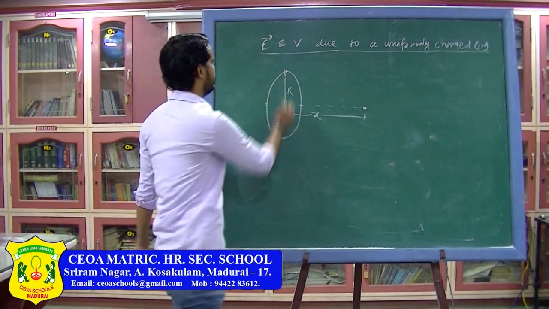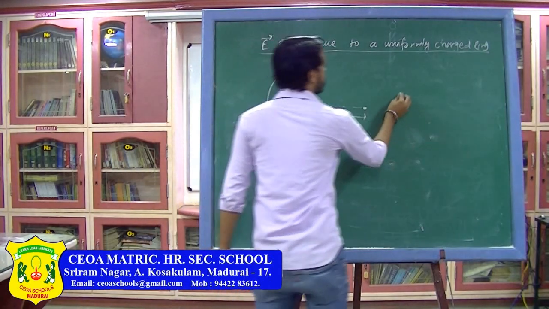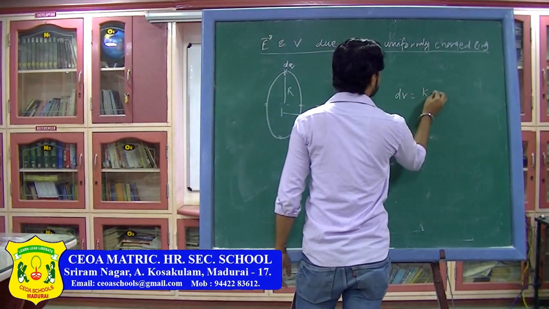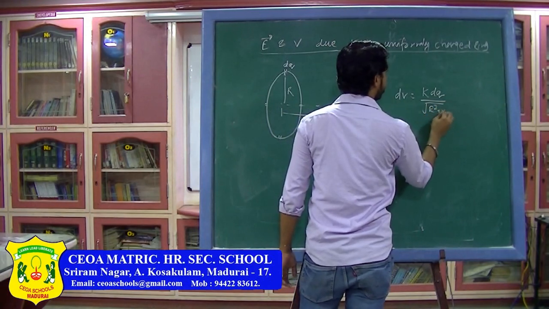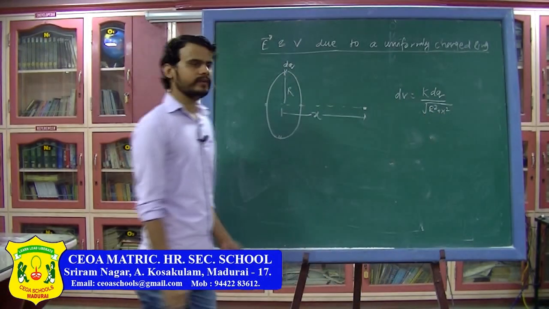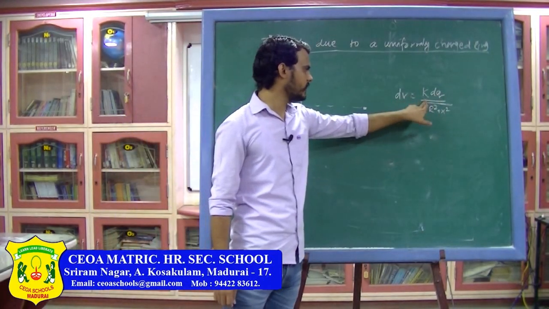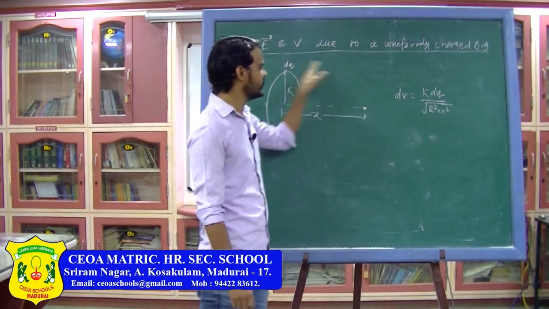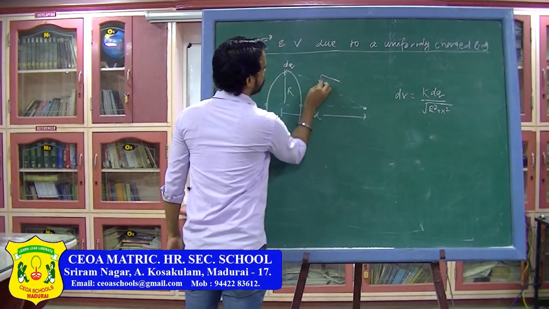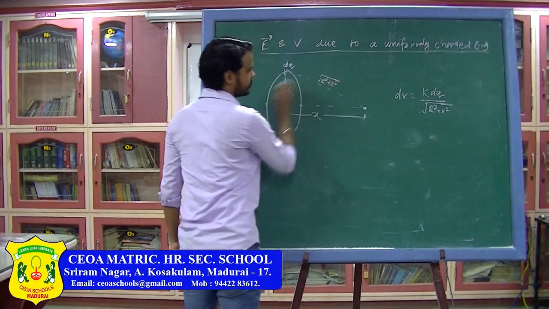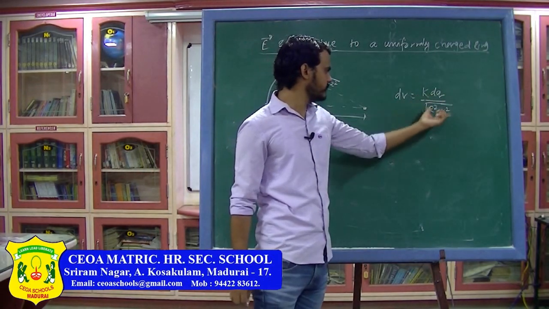So, due to this very small charge element dq, the electric potential here, dV, will be k dq divided by root of r square plus x square. As we have seen, the potential due to a point charge is kq divided by r. Here q is dq, and the distance is root of r square plus x square. So the small potential due to this element is k dq divided by root of r square plus x square.